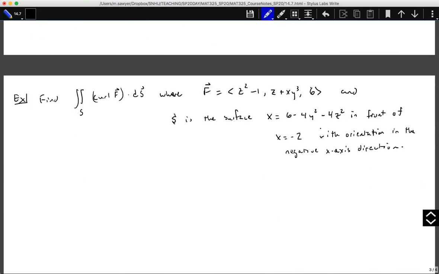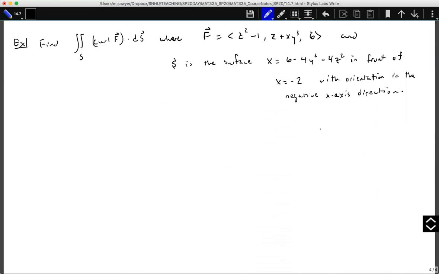So let's do another example here. Let's look at finding the curl on the surface, where the surface is given by x equals 6 minus 4y squared minus 4z squared. This is a paraboloid that lives in front of x equals -2 with orientation in the negative x-axis direction. So if we have this surface, this is a closed bounded surface, we have a vector field. If we can define the edge between where these surfaces meet, then we can find the circulation along that boundary curve. So let's first define the curve.